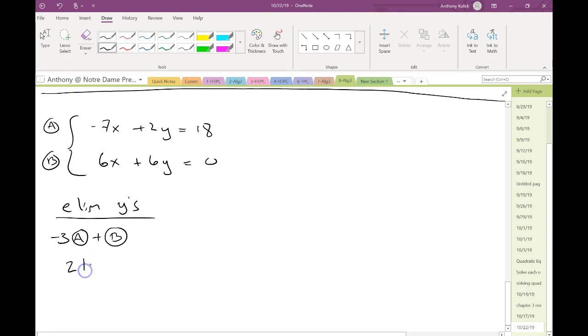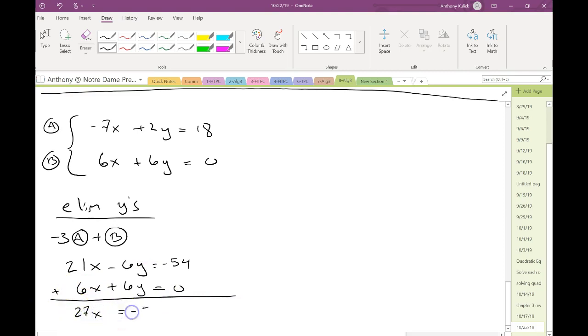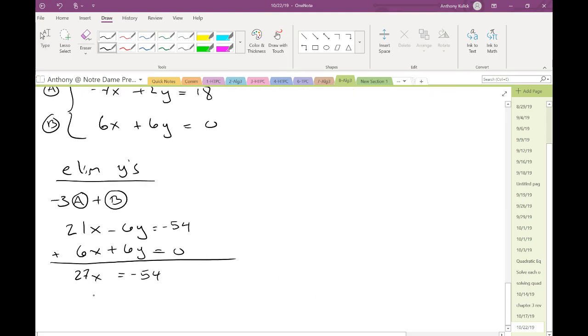So if I do 3 times equation A, I'm going to get positive 21x minus 6y equals negative 54. And then equation B, we didn't have to do anything to. So I'm just going to copy that down. When I add these two equations together, I get 27x equals negative 54. And if I divide both sides by 27, I get negative 2 for x.